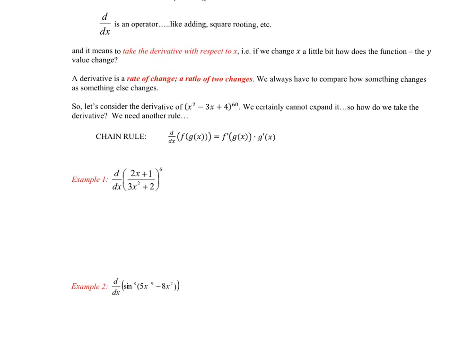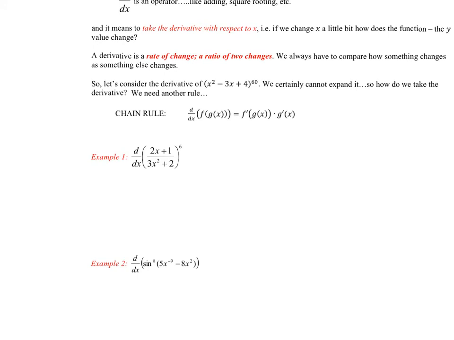So let's look at example 1 here. If I take the derivative with respect to x of this function, I'm going to call my inner function 2x plus 1 over 3x squared plus 2. My outer function is that to the 6th power. So if I were to leave the inner function alone, this would be 6 times 2x plus 1 over 3x squared plus 2 to the 5th power. I use the power rule on the outer function, and now I'm going to multiply by the derivative of the inner function. To get the derivative of the inner function, I have to use the quotient rule.